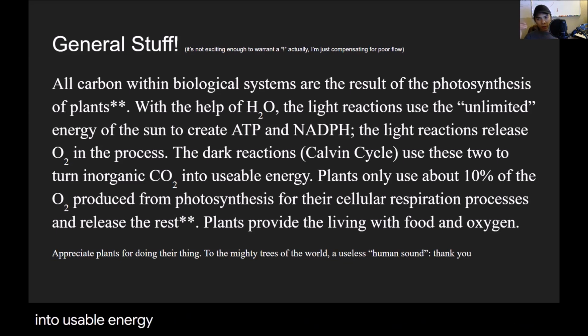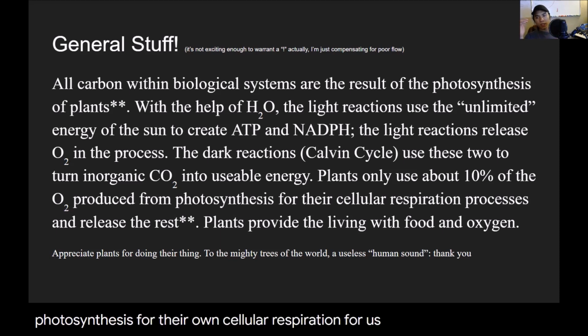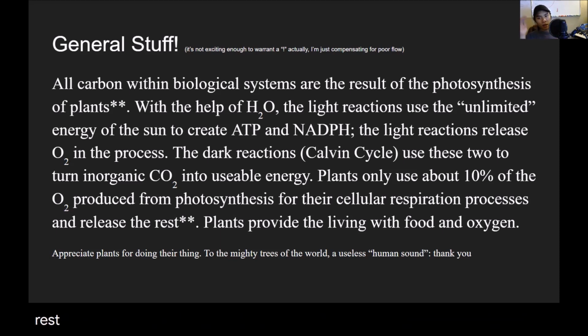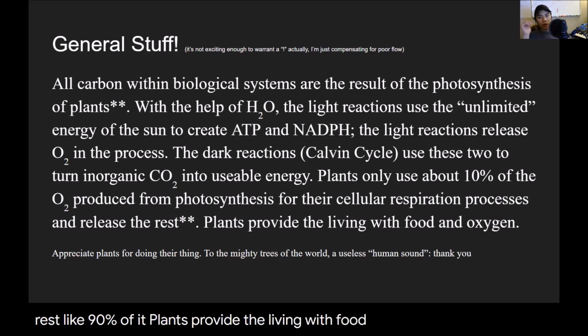into usable energy. Now, plants use both photosynthesis and cellular respiration. A byproduct of photosynthesis is O2, and cellular respiration needs O2. Lucky for us, plants only use about 10% of the O2 produced from photosynthesis for their own cellular respiration processes. They release the rest, like 90% of it. Plants provide the living with food and oxygen.